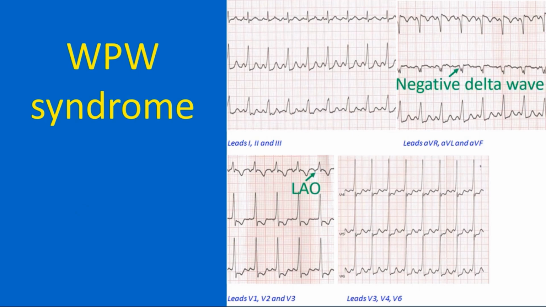Since there is left atrial enlargement in this ECG belonging to a nonagenarian, there is every chance of development of atrial fibrillation. Accessory pathway localization: left lateral pathway, as there is negative delta in aVL and V1 to V6 are positive.